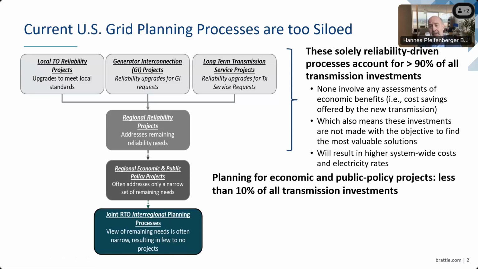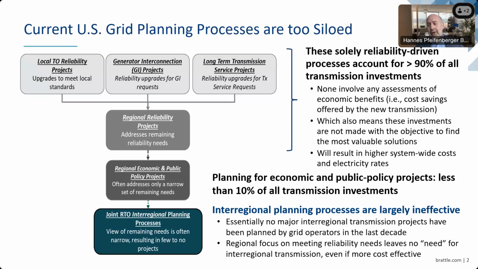Planning for economic and public policy projects like congestion relief, making lower cost resources accessible, is probably approving only 10% or less of all the transmission investments we see in the US. And we're talking about $25 billion in annual transmission investments that we are making or have been making on an annual basis for the last 5 to 10 years. And then at the very end, after all those other needs are being addressed, there is a theoretical need for interregional transmission. But we don't really have interregional transmission planning processes. There are some coordination processes on the regional planners' books, but they're not really functional. So we really haven't planned a lot of interregional transmission. There are some notable exceptions, like in the West, but for the most part, not much interregional transmission has been planned by the system operators.